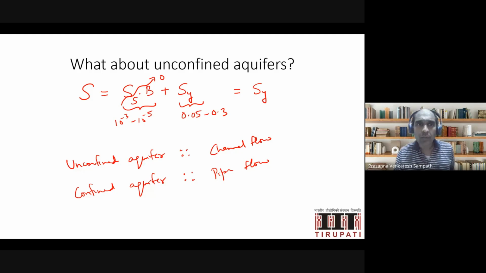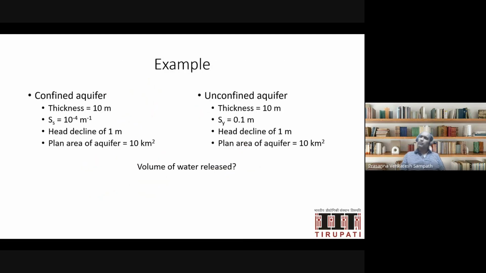Okay, so let's move on. So we will solve a simple problem, which will give you an idea of the volume of water that a confined aquifer will release and an unconfined aquifer will release. Everything else being the same, just the nature of the unconfined aquifer and the confined aquifer, how they differ vastly. So I'm going to request that you guys solve this. Let's do the unconfined aquifer first. It has a thickness of 10 meters. It has a specific yield of, oh, specific yield should not have units. I'm sorry. Let me get rid of that.